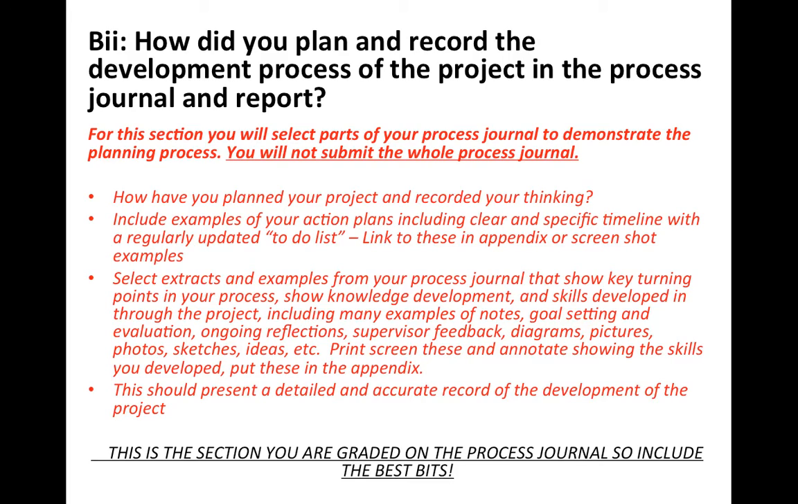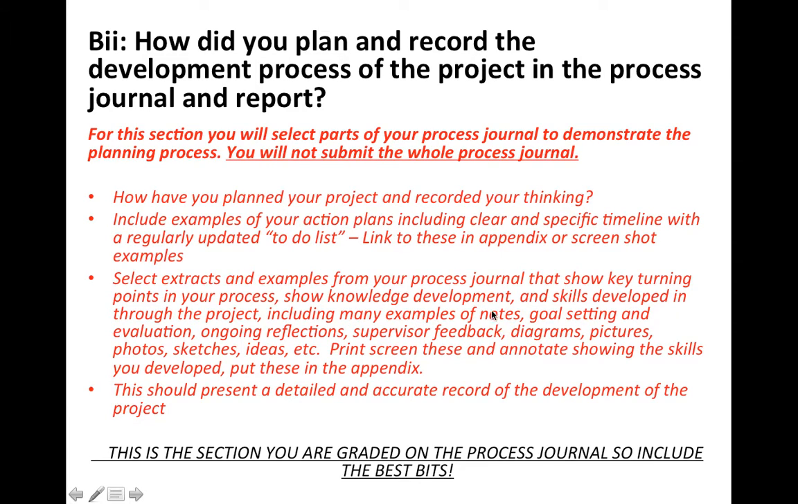So you need to think carefully about which sections you're going to scan or include from your process journal to show the different things that you've done. You don't want to repeat the same thing. You want to have a variety. It says here, include examples of action plans and timelines, to-do lists, and you can screenshot all of these into the appendix with clear headings and linked figures, as I mentioned in previous sections. So figure 1 shows an email. This demonstrates this process. You need to select the extracts from your process journal that show the development.